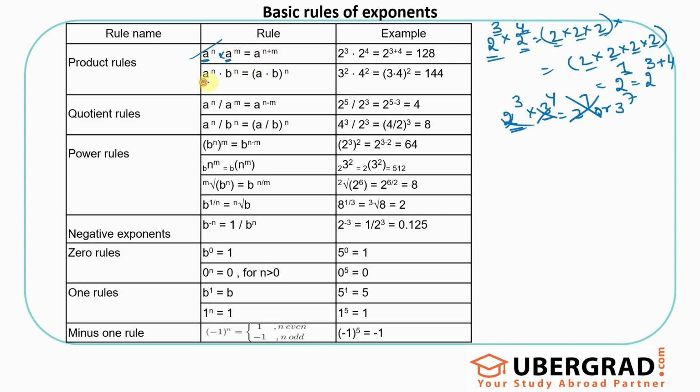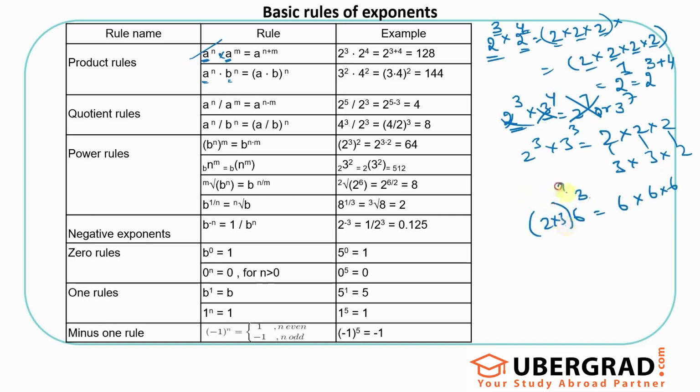If the bases are not the same, you can still do it, but the powers have to be the same. Let's say I'm talking about 2 power 3 into 3 power 3. 2 power 3 is 2 into 2 into 2, and 3 power 3 is 3 into 3 into 3. I'll pair each one: 2 into 3 is 6, into 6 into 6. So that will be 6 power 3, which is nothing but 2 into 3 whole power 3. Similarly, 3 square into 4 square is nothing but 3 into 4 whole power 2. So when the powers are the same and the bases are different, I can just multiply the bases and take them to the same power.